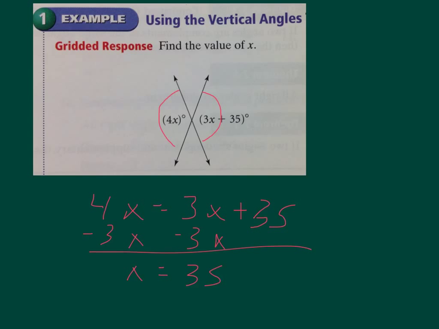Quick check number 1 asks us to find the measures of the angles. Once we find x to be 35, we can plug x back in to the measure of the angles, and hopefully you'll agree that this angle is 140 because 4 times 35 is 140. Then we multiply 3 times 35, we get 105, and add 35, and this angle is also 140. And we've got our vertical angles are congruent. Quick check number 1, part B, asks us to find the measure of these two angles. And so, if that's 140, this must be 40, and this must be 40. Because we know they form a straight angle, they've got to add up to 180 from angle addition postulate.